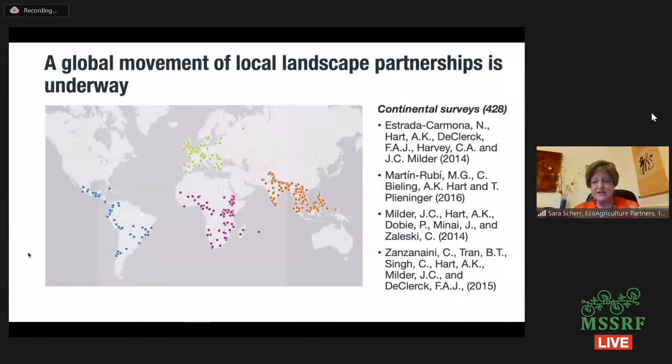What's very exciting is that over the last couple of decades, we have seen a global movement of local landscape partnerships, most of them coming from the grassroots, but increasingly now we're starting to get support from NGOs, from research institutions, from governments to enable these platforms and partnerships between landscapes. This is actually evidence from four continental reviews that documented almost 450 large-scale agricultural landscape initiatives. Many of these were in coastal and hilly areas.